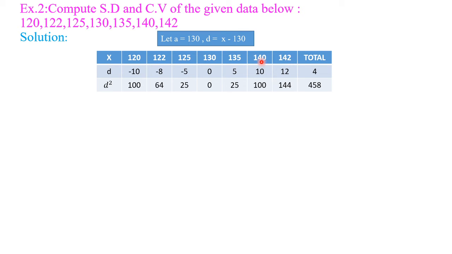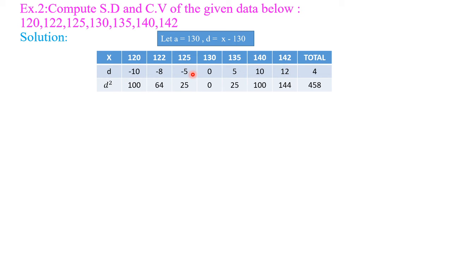Step number 1. Decide assumed mean from the given observations, and we decide a is equal to 130. Step number 2. Let d is equal to x minus a. So observation x, 120 minus 130 is equal to minus 10. 122 minus 130 is equal to minus 8. 125 minus 130 is equal to minus 5. 130 minus 130 is equal to 0. 135 minus 130 is equal to 5. 140 minus 130 is equal to 10. And 142 minus 130 is equal to 12.